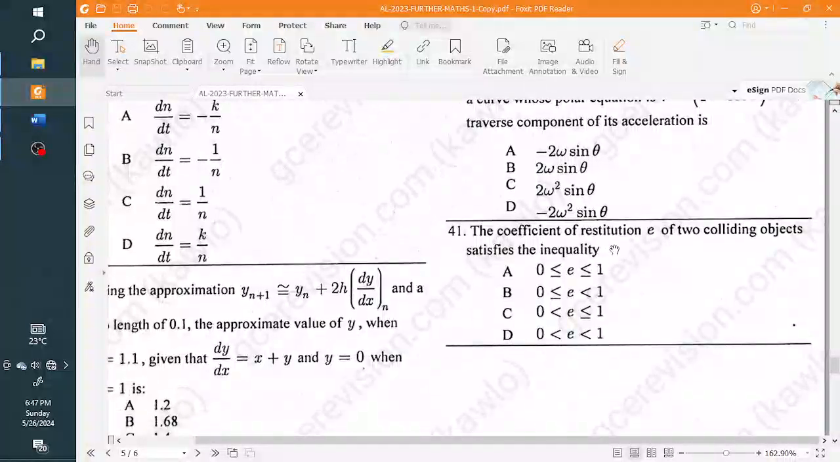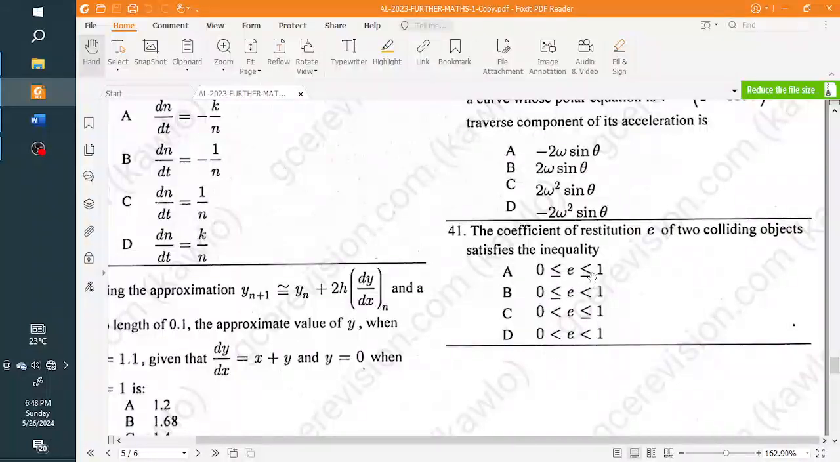The coefficient of restitution E of two colliding objects satisfies which inequality? So the coefficient of restitution actually has different values. Now generally it is between 0 and 1, where 0 and 1 are included. Alright, so the option is A.